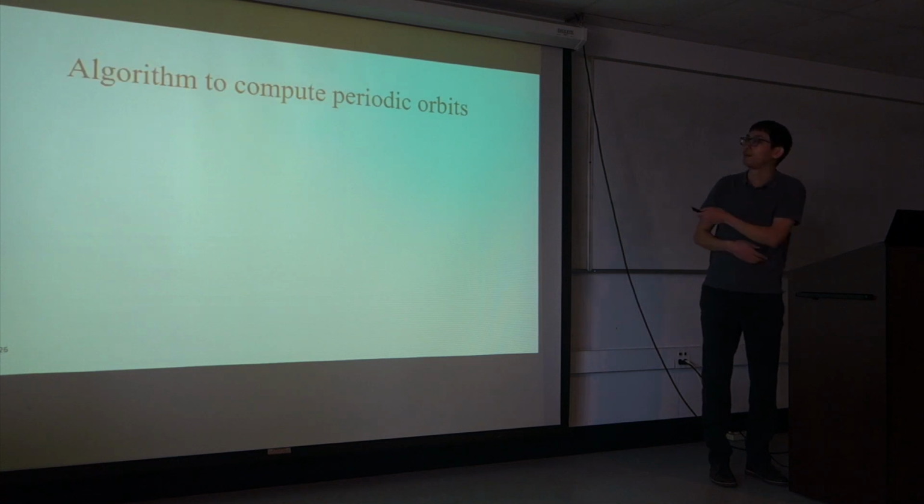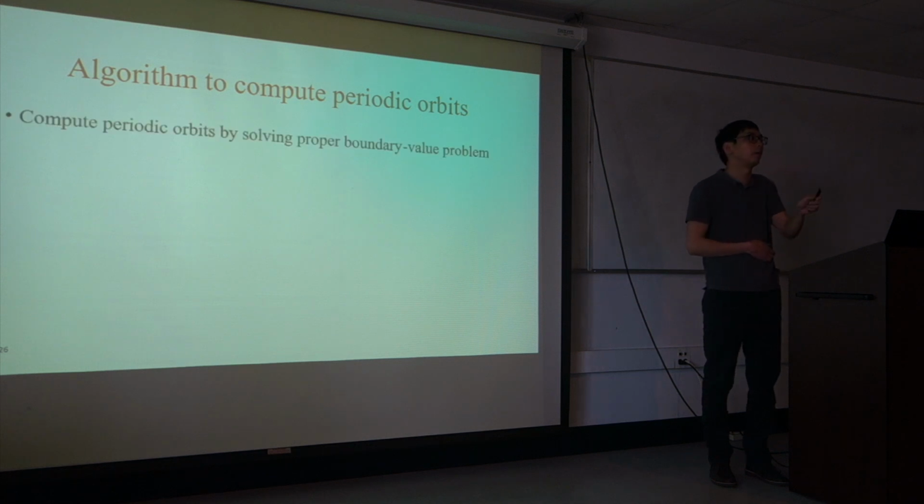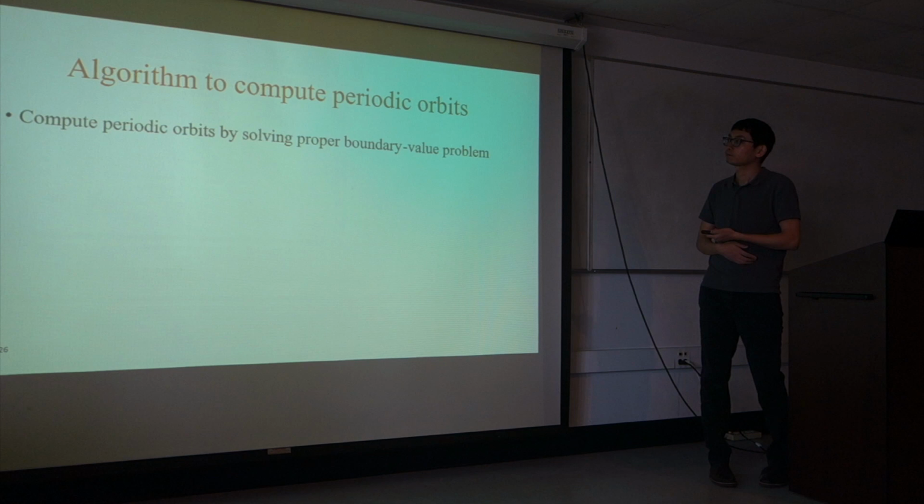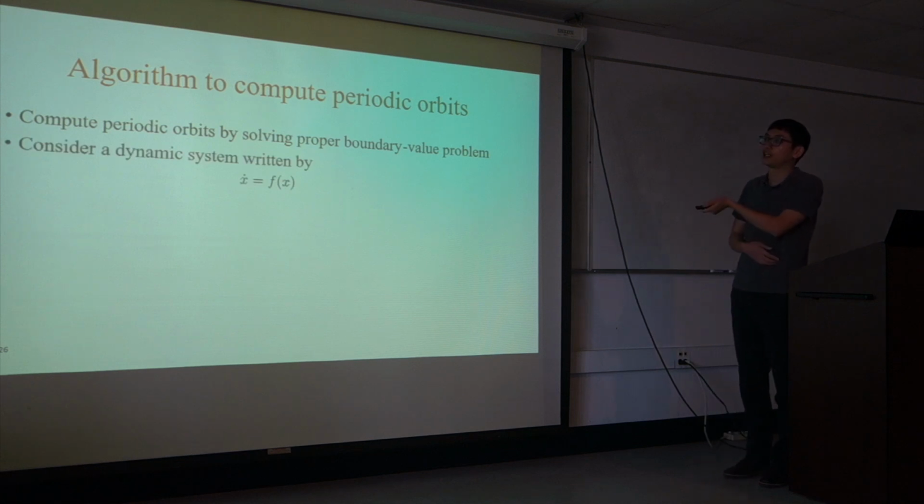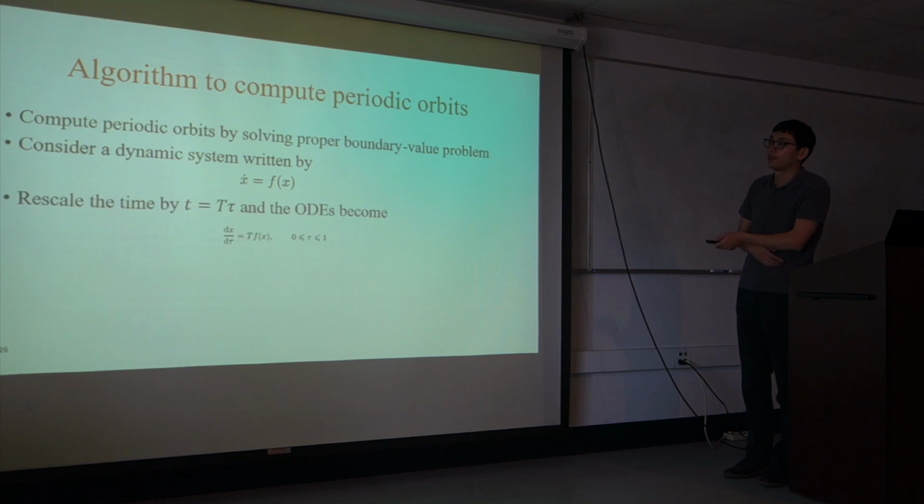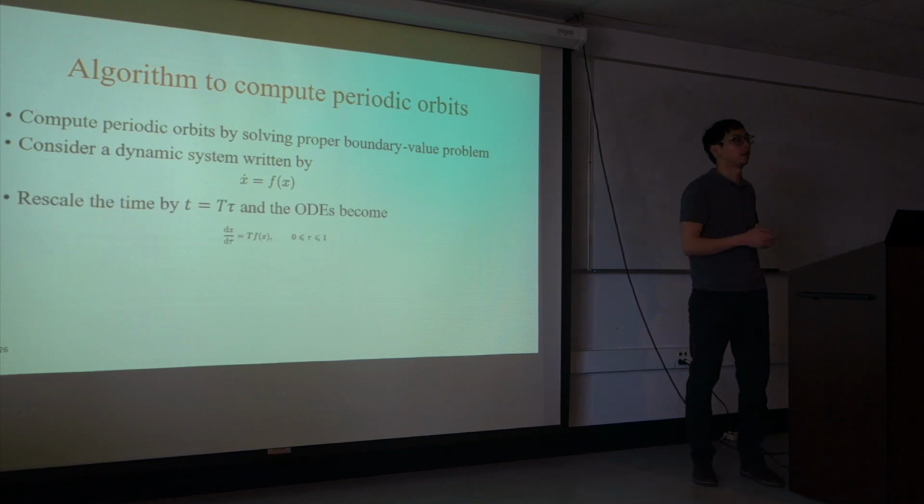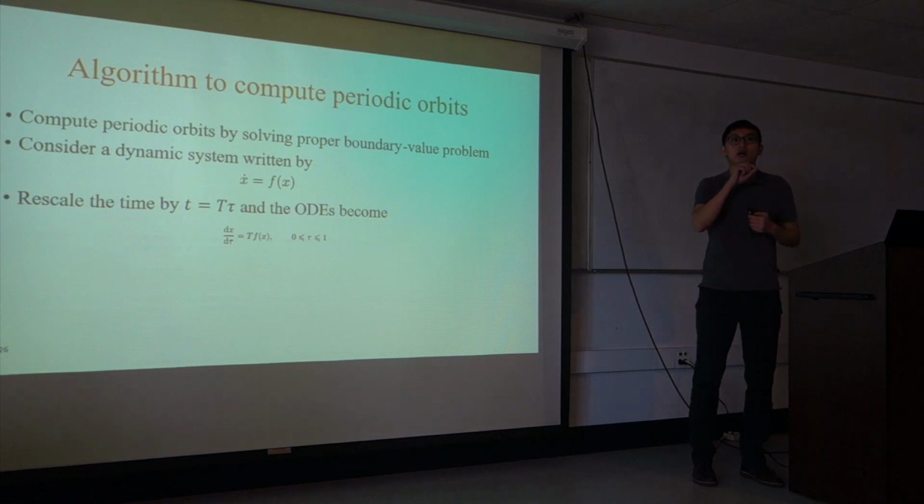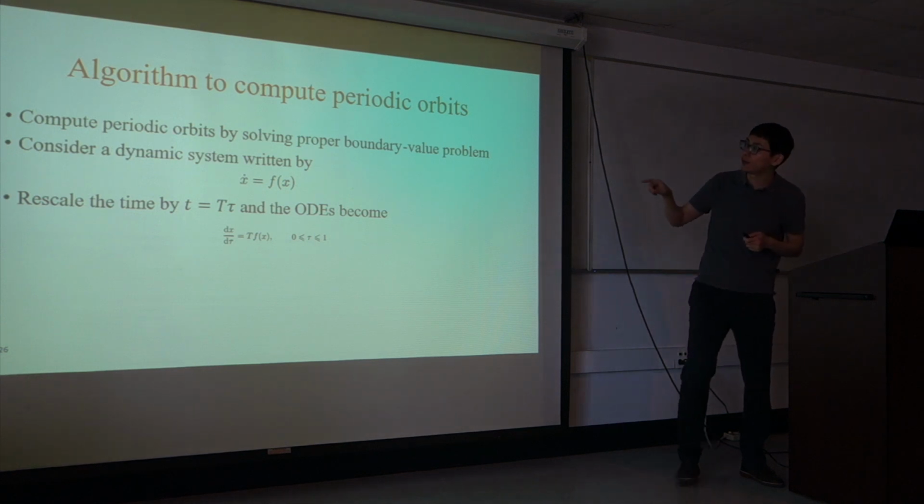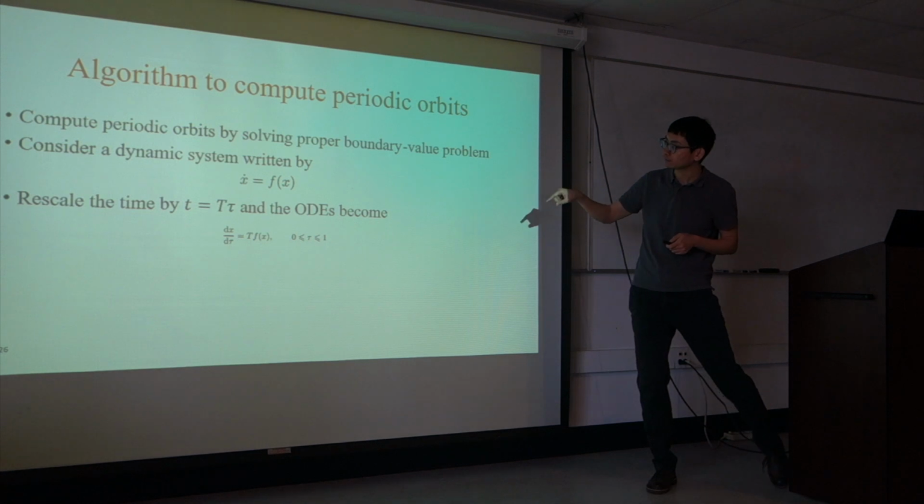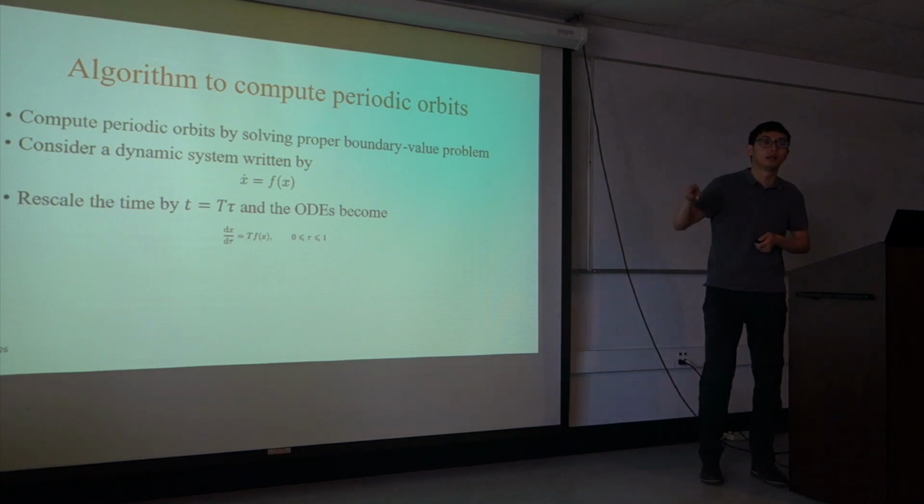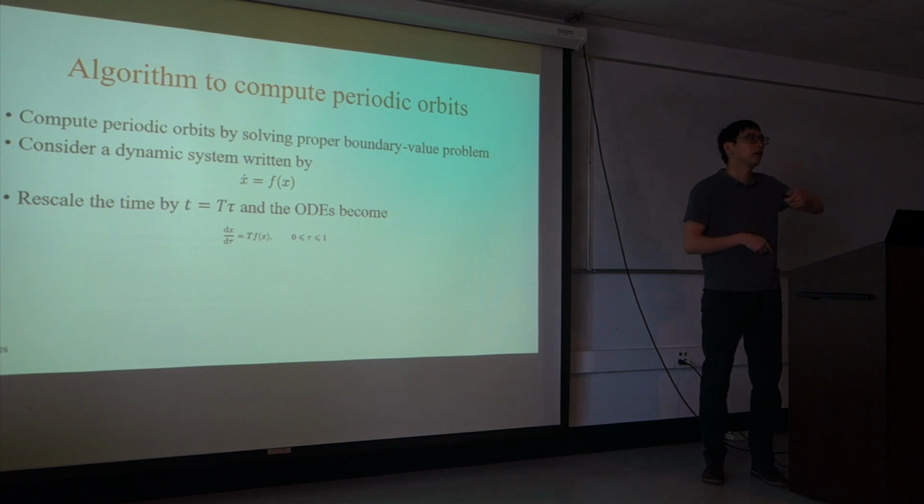To compute the periodic orbit, we can solve a proper boundary value problem. First, let us consider a dynamic system written in this form. Because we want to use the BVP approach, we need a specific domain, so we need to rescale the time. Here we introduce capital T. So tau now becomes the time, and it can vary from 0 to 1.